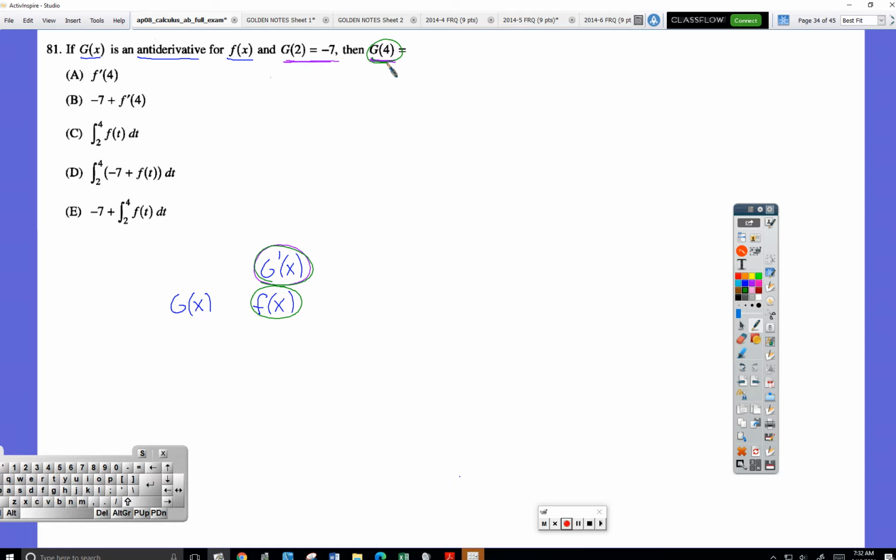Does that make sense? So that means I want to use the fundamental theorem. I write it down using the symbols they gave me, g. So I say the integral, the x values of interest here are 2 and 4, of g prime. That's going to have to equal g of 4 subtract g of 2. Okay with that?